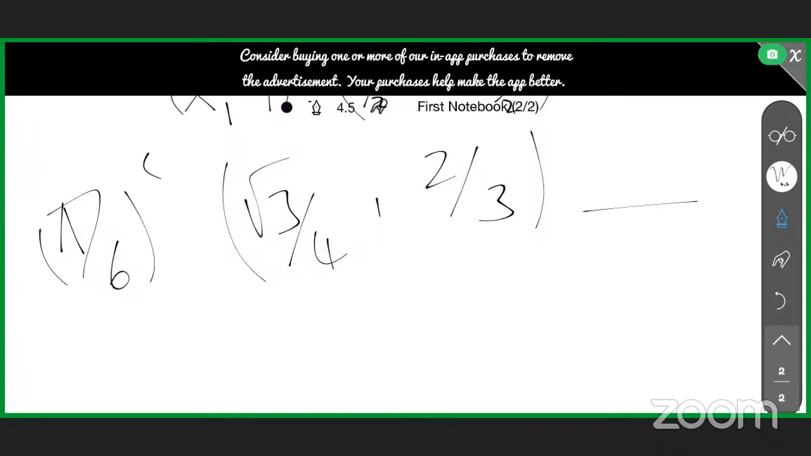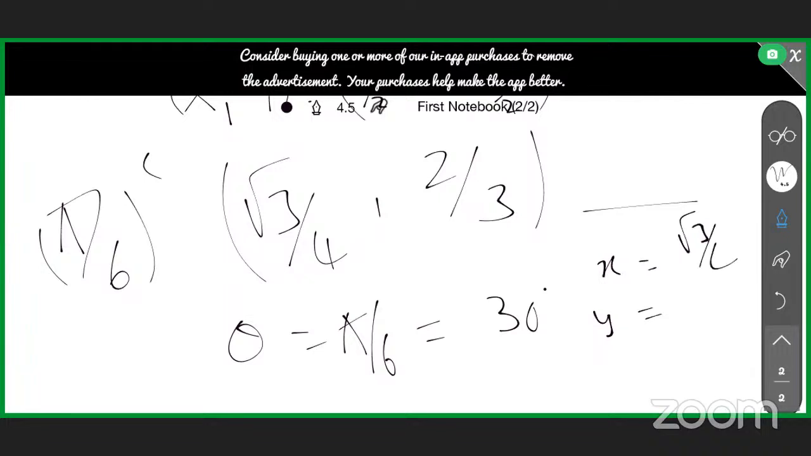Sir, can you explain once again the question? The angle theta is equal to pi by 6, that is 30 degrees. They are telling that the coordinates root 3 by 4, comma 2 by 3 are given. You have to find these coordinates' values in the new system. That means they are given small x, which is root 3 by 4, and small y, which is 2 by 3, and you have to find the value of capital X and capital Y.